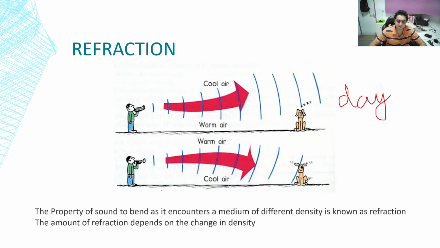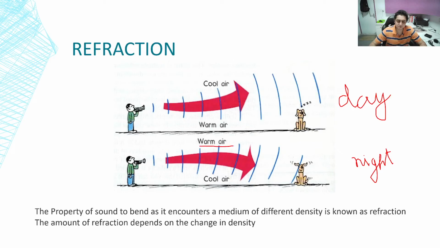But during the night time, the cool air settles on the surface and the warm air rises. This is during the night. So here what happens is, the sound tends to bend downwards when there is cool air on the ground and warm air on top.